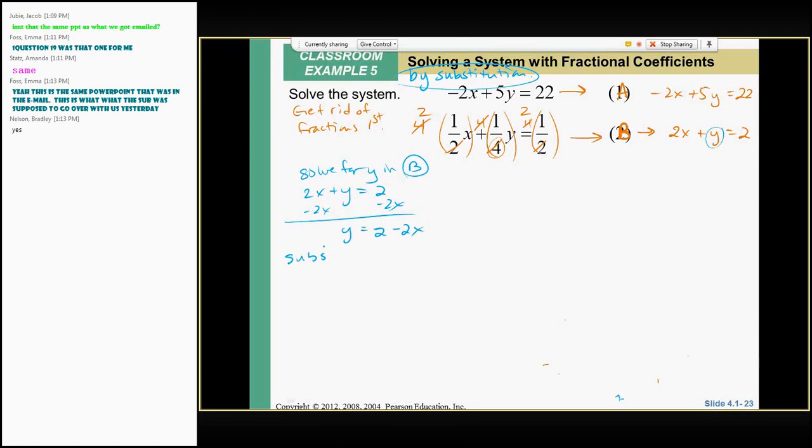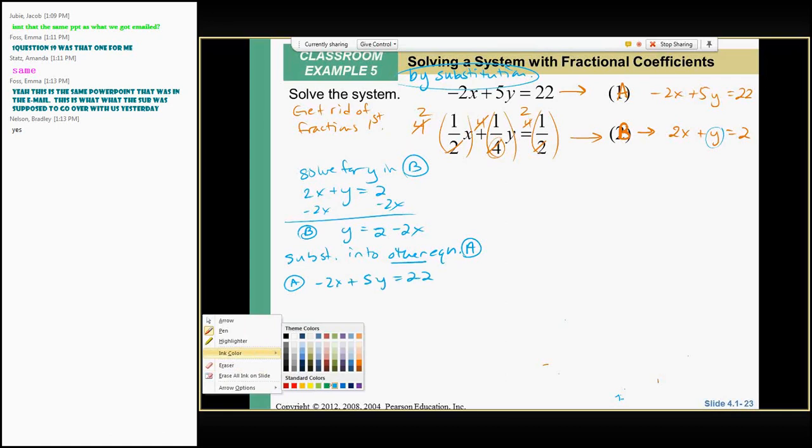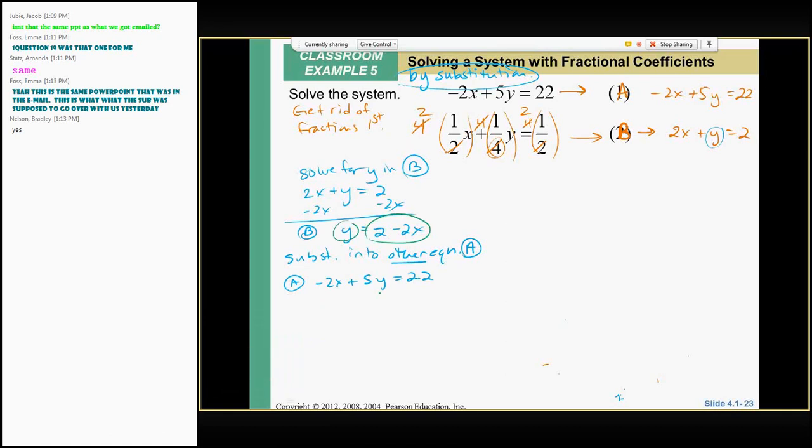Now I'm going to substitute that into the other equation. That's very important. It has to be the other equation, which is going to be our A. So equation A looks like negative 2x plus 5y is equal to 22. So instead of y, we're going to put this, 2 minus 2x. Just going to copy everything else down. So we have negative 2x plus 5 times that y, which is 2 minus 2x, equals 22.